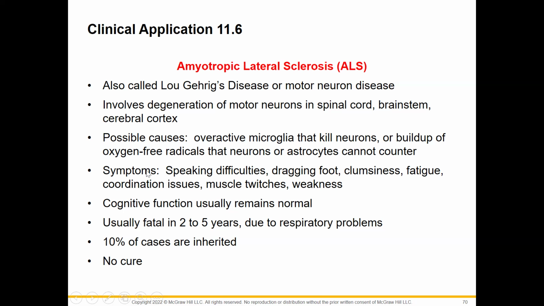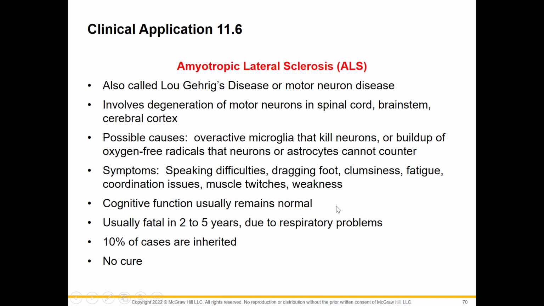The symptoms of ALS include speaking difficulties, dragging the foot, clumsiness, fatigue, coordination issues, muscle twitches, weakness. All of this occurs because the motor neurons can no longer send signals to certain muscles to allow those muscles to work or to work properly. So all of these are basically functions of not getting adequate motor neuron stimulation to different parts of the body.